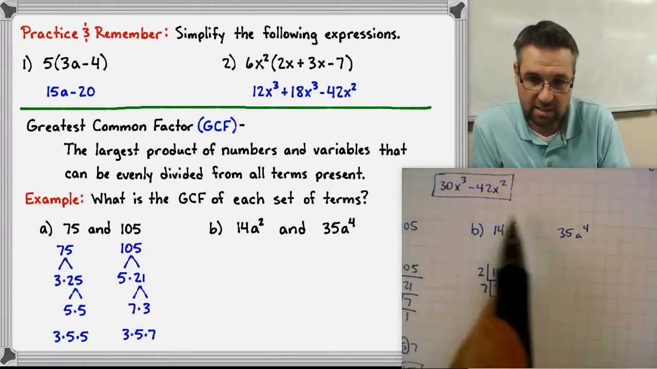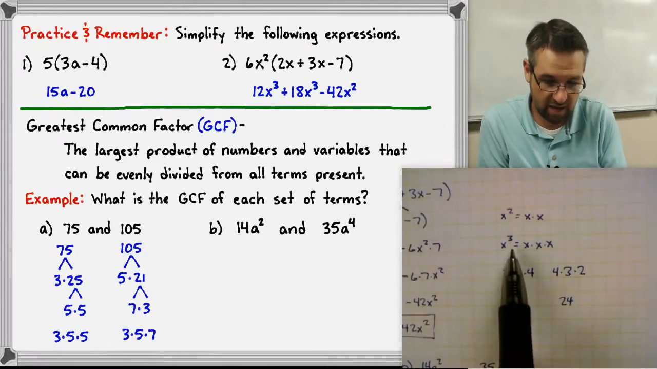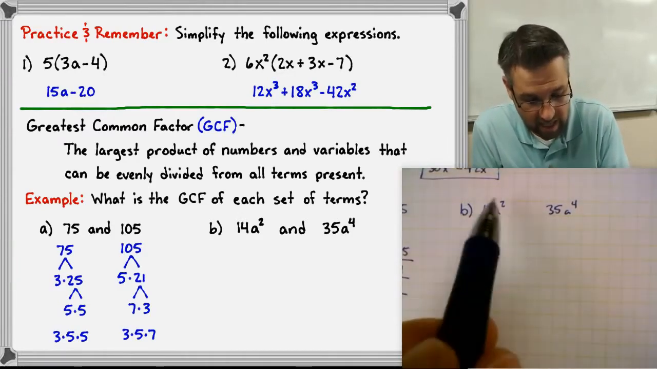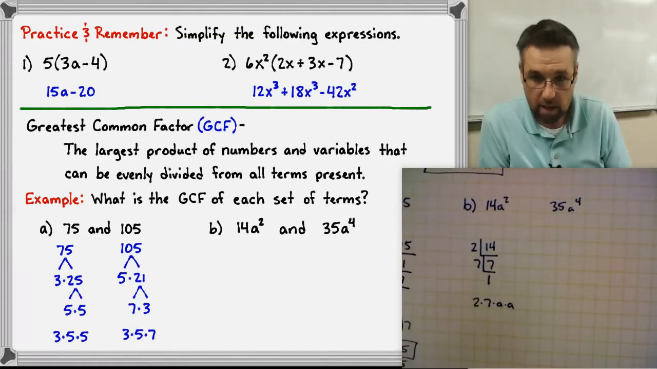Now, what about the a's? Remember, back up here, we broke down the idea of an exponent. x cubed means x times x times x. Well, that implies that a squared is going to be a times a, okay?